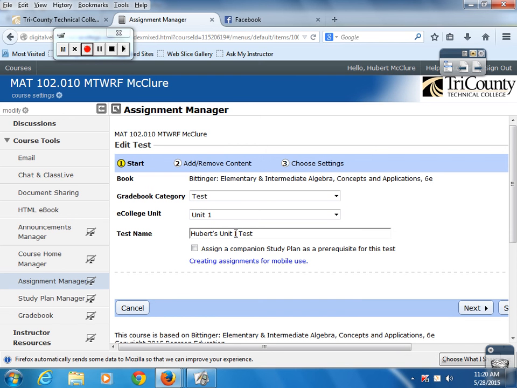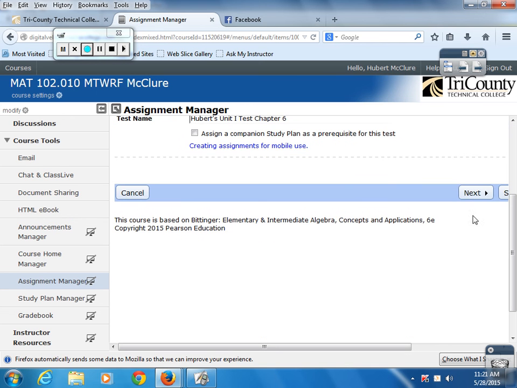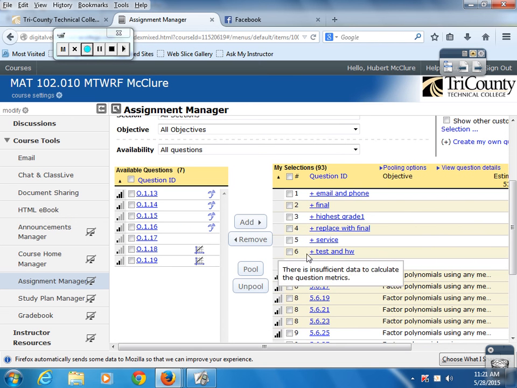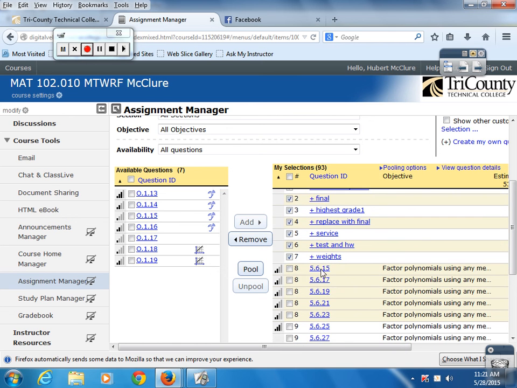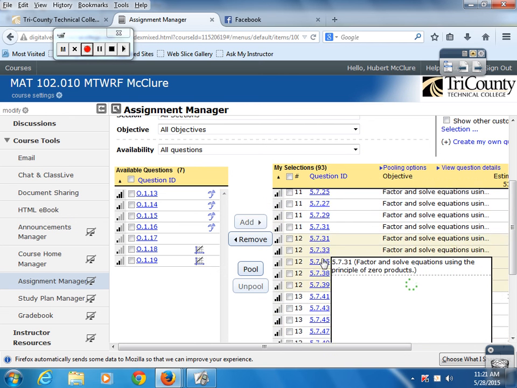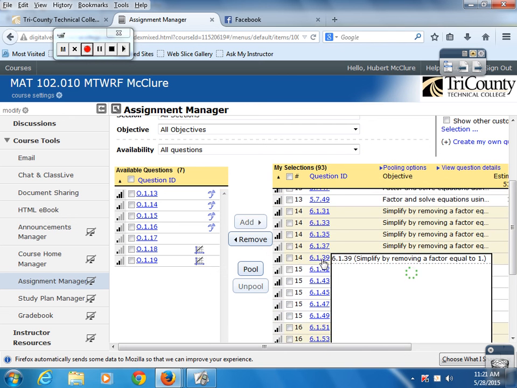I'm going to call this Unit 1 Test, Chapter 6. I'll call the other one Chapter 5. And we need to take these off, and I need to put the new ones on. And we need to take all the 5, 6 off. 5, 7, there we go.